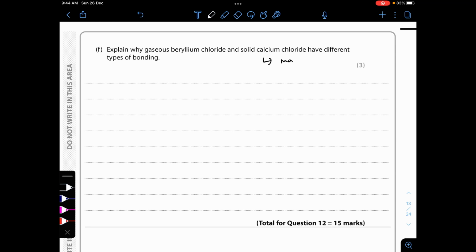More shells, right? What else do we know? That because it has more shells, it has what? It has a less polarizing power. Less polarizing power.